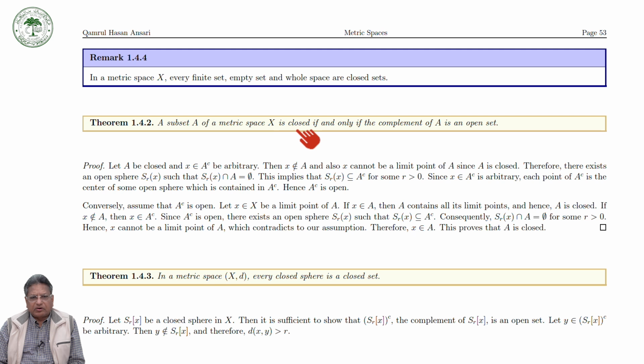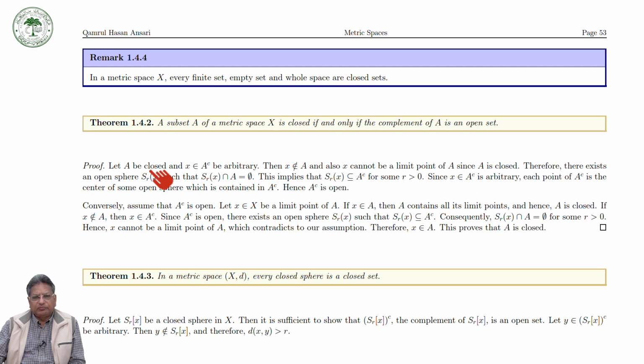A set is closed if and only if its complement is open. Or you can say that a set is open if and only if its complement is closed. So to prove this result, let us assume that A is closed, and then we will prove that the complement of A is open.